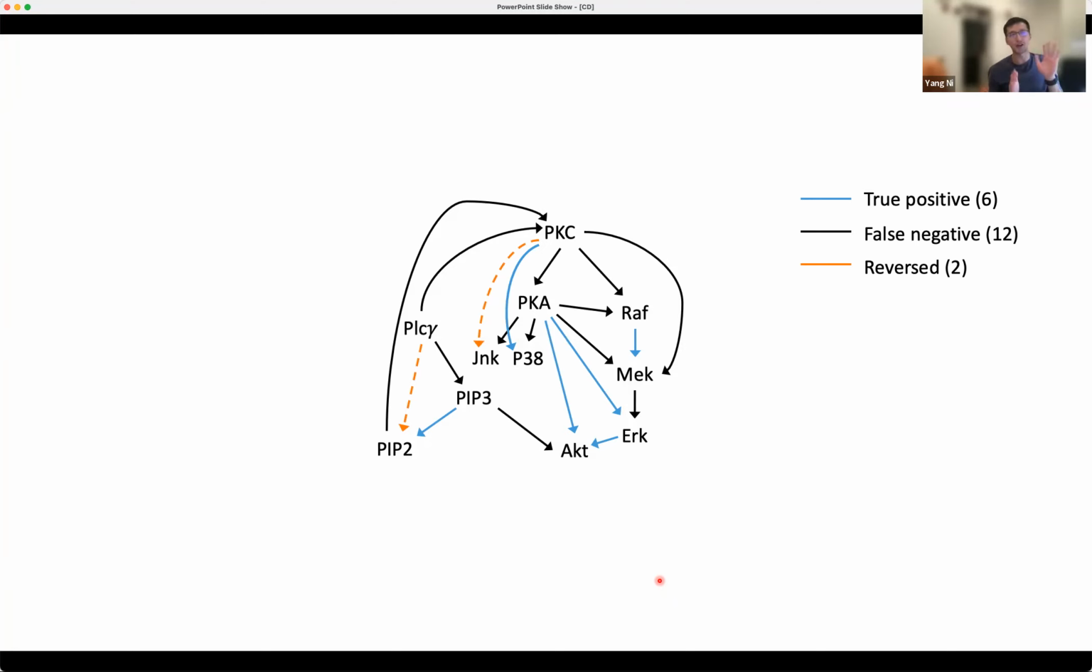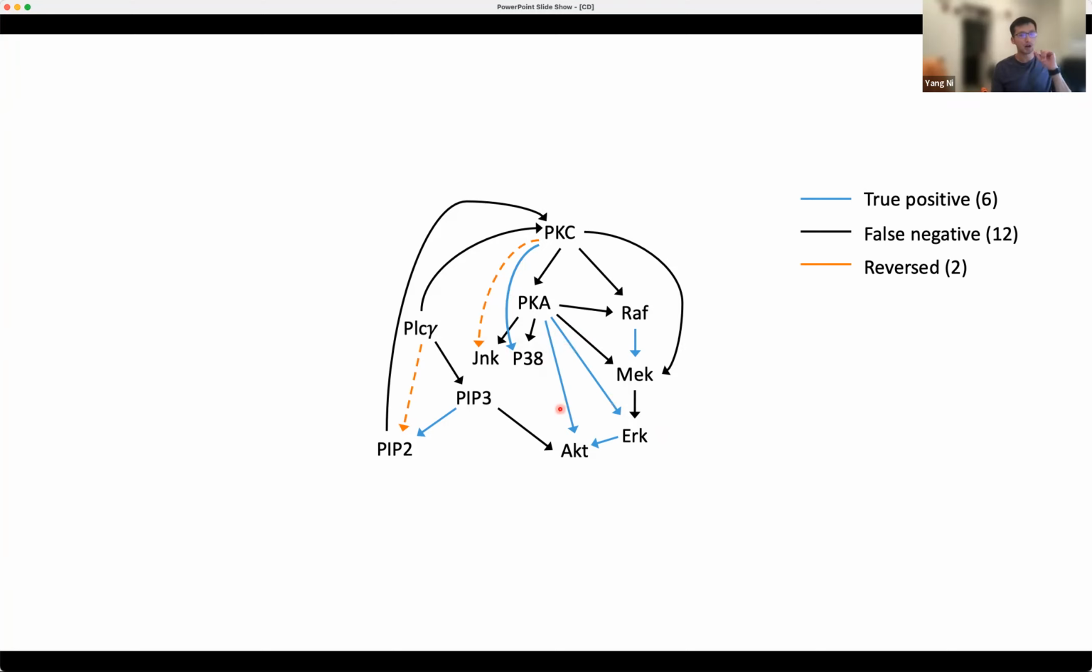First of all, we have a lot of false negatives. All the black lines are the causal relationships that we miss entirely. We have 12 of them. But we do have a few true positives. We have 6 true positives, represented by the blue arrows.